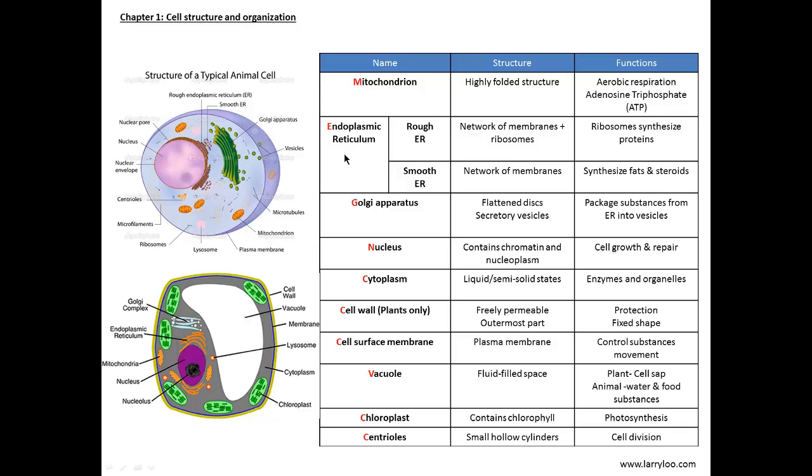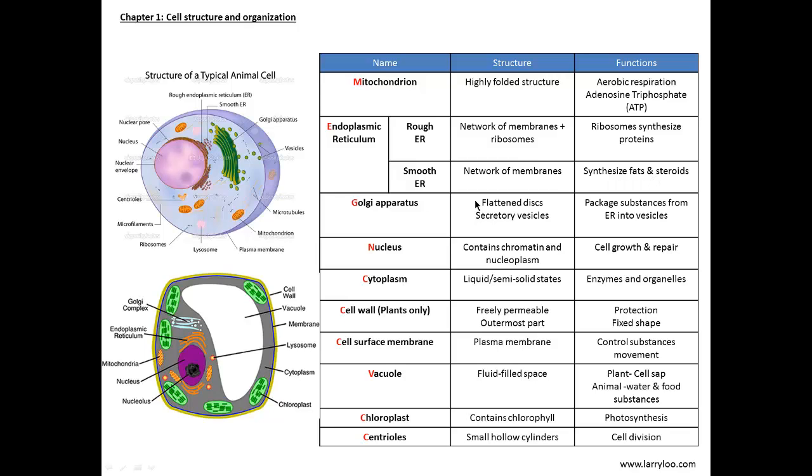Endoplasmic reticulum can be divided into two kinds, rough ER and smooth ER. The rough ER, as the name implies, is a network of membranes which are studded with ribosomes. And these ribosomes essentially synthesize proteins, which are the major workhorses and serve as building materials for the living cell. Smooth ER, as its name also implies, is simply a network of membranes without the ribosomes. Its main function is to synthesize fats and steroids.